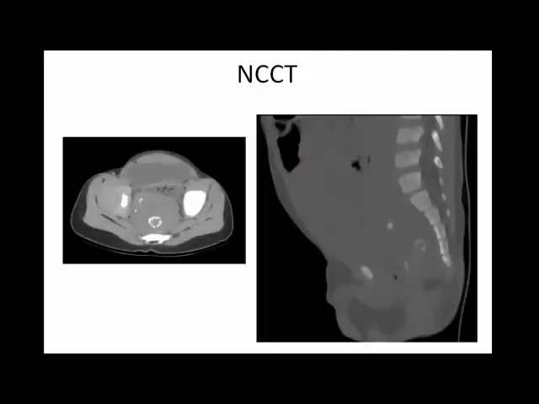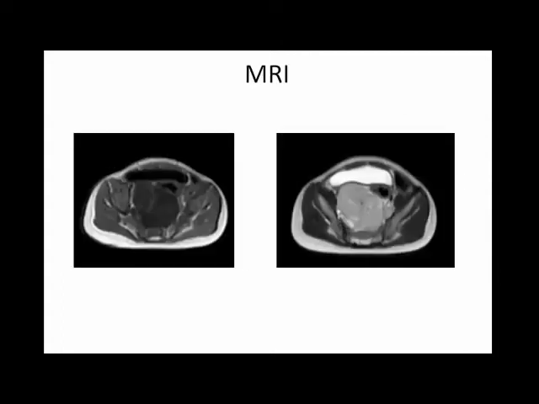These are the plain CT images where we can see a large presacral mass lesion showing calcifications within. This is the bone window in sagittal section where we can see the lesion is abutting the sacrum posteriorly, but no obvious bone erosions are noted. These are the MRI images where we can see a relatively well-defined T1 hypointense and T2 intermediate to hyperintense lesion in the presacral region, which is seen displacing the rectum anterolaterally and displacing the urinary bladder anteriorly.